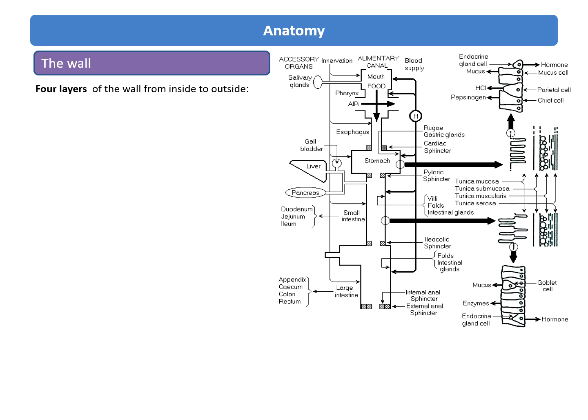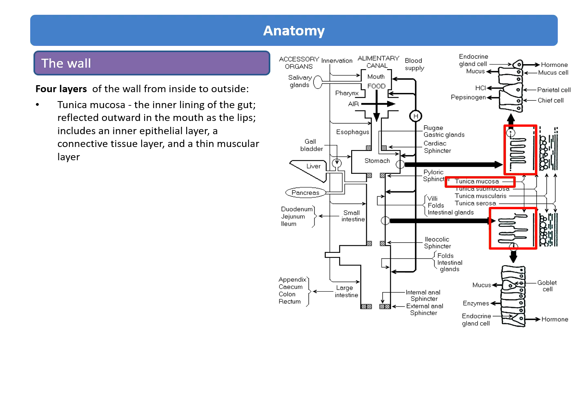The 4 layers of the wall from inside to outside include the tunica mucosa. This is the inner layer of the GI tract. In the mouth, it's reflected outward as the lips. It includes an inner epithelial layer, a connective tissue layer, and a thin muscular layer.